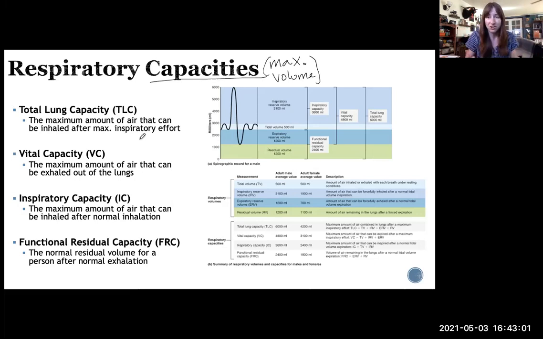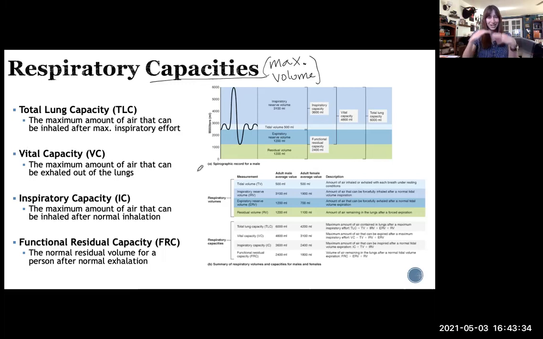And this is per individual, right? So your total lung capacity is different from somebody else's total lung capacity and depends on your size, the size of your lungs, and the condition of your lungs, right? Your lung capacity can be improved with practice and it can be diminished with injury or disease, right? Your vital capacity is the maximum amount of air that you can exhale out of the lungs.